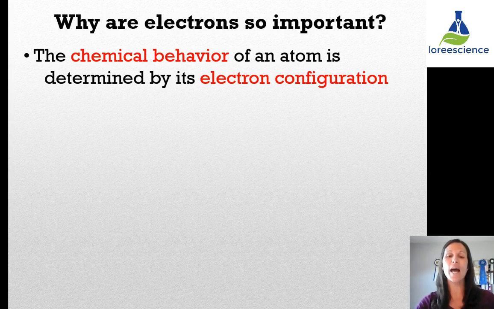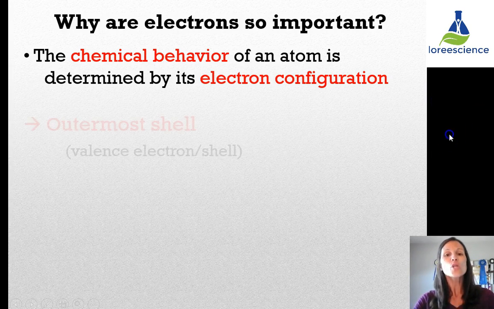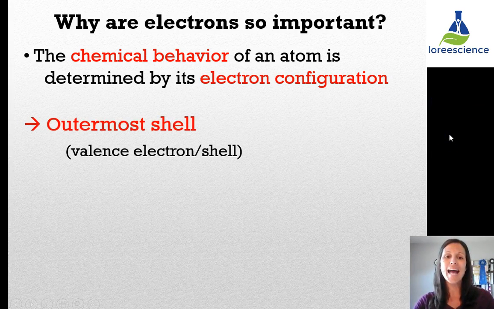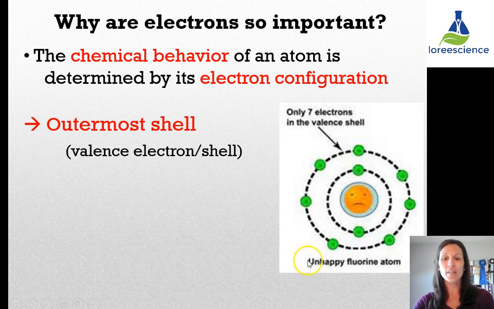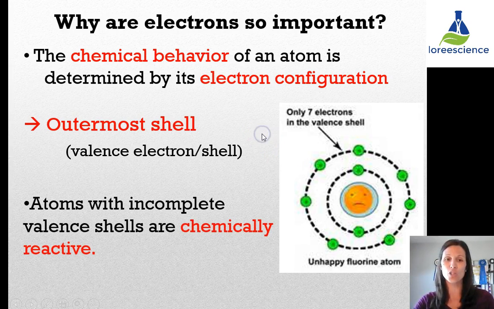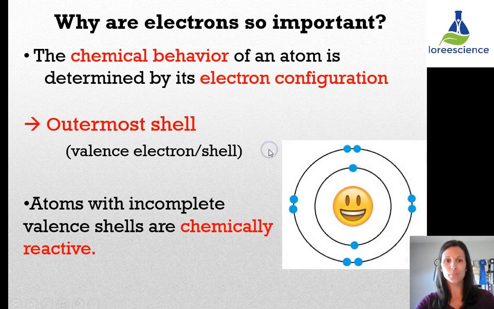Well, the chemical behavior of an atom is determined by the electron configuration. Is it a full outer shell? Is it not a full outer shell? Are they shared equally? Are they not? So what we want to take a look at is that outermost or valence shell of the atoms that we're looking at. In this case, we have fluorine. It only has 7 valence electrons, meaning that it does not have a full shell. Atoms with an incomplete valence shell are very chemically reactive. So they will gain or lose electrons or share electrons to try to seek stability. When they have a full outer shell, they are considered happy.